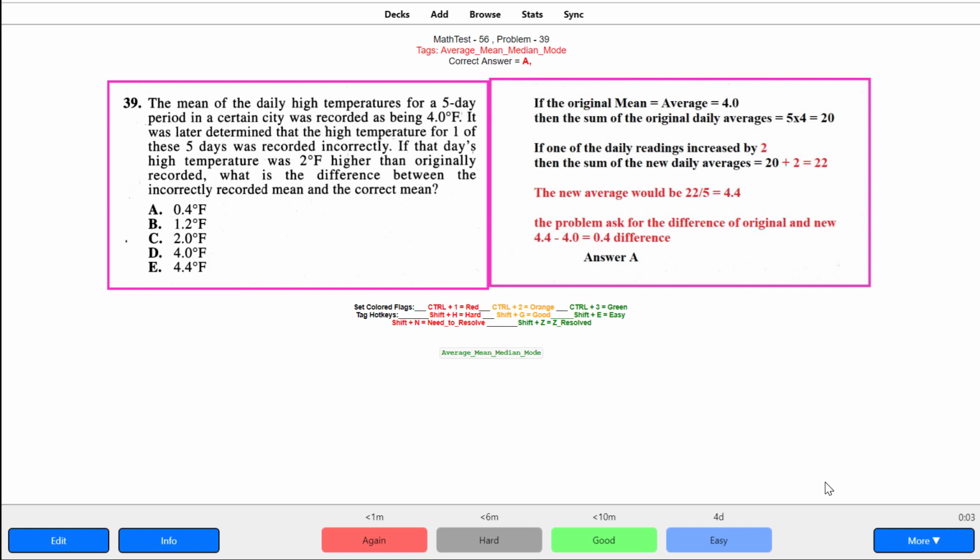increased by 2 on one of those days, instead of 20, our accumulation is 22. If we say 22 divided by 5, that's 4.4. They wanted to know the difference on the average, and our difference will be 0.4. Our original average was 4.0, our new average is 4.4.